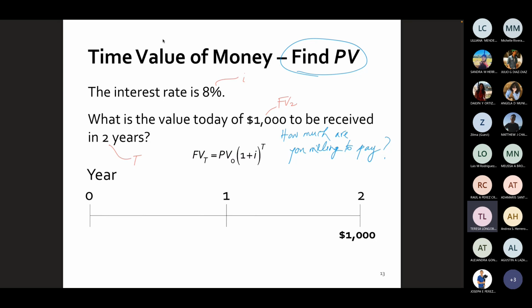Mathematically, I can plug these values in. I can do this as 1,000, this one I don't know, and then 1.08 to the 2. And I think, I didn't see who was talking to me, but he had it kind of right.